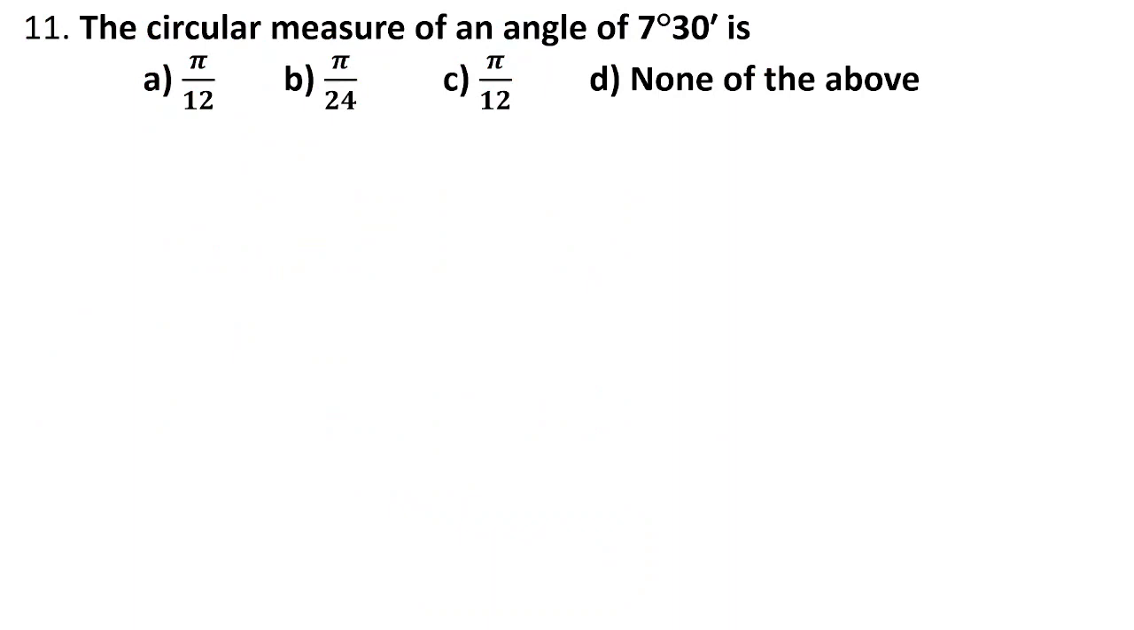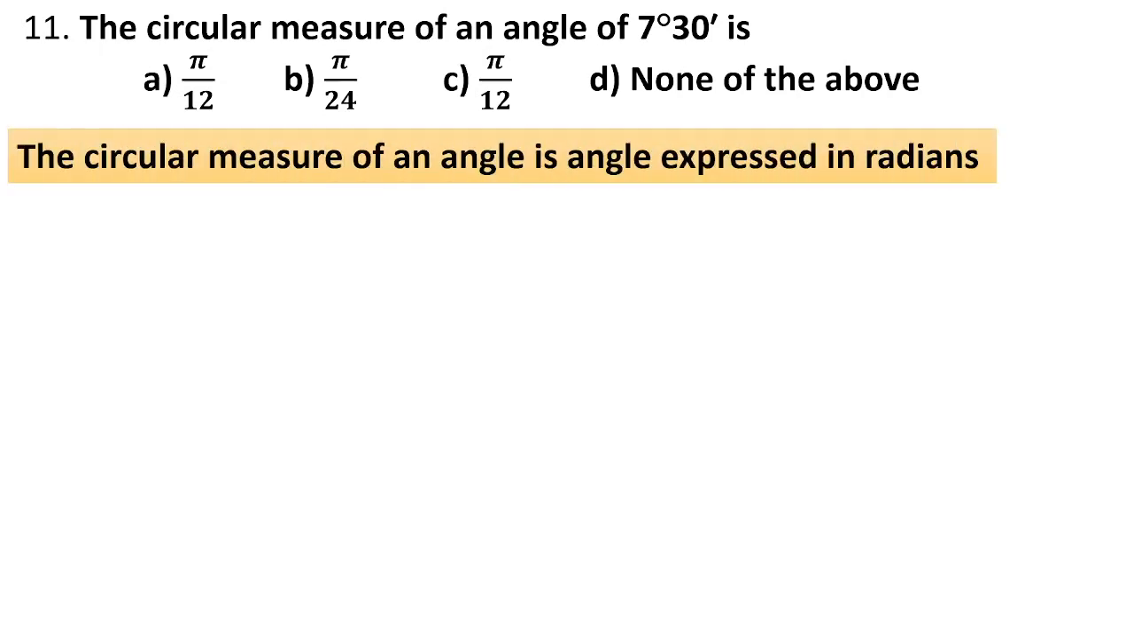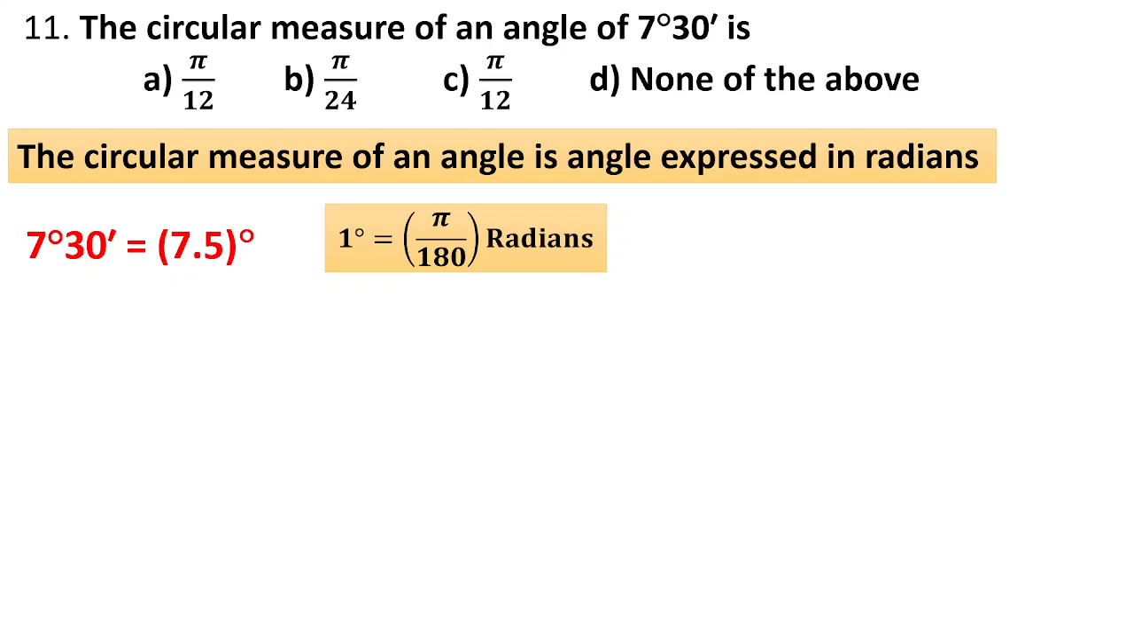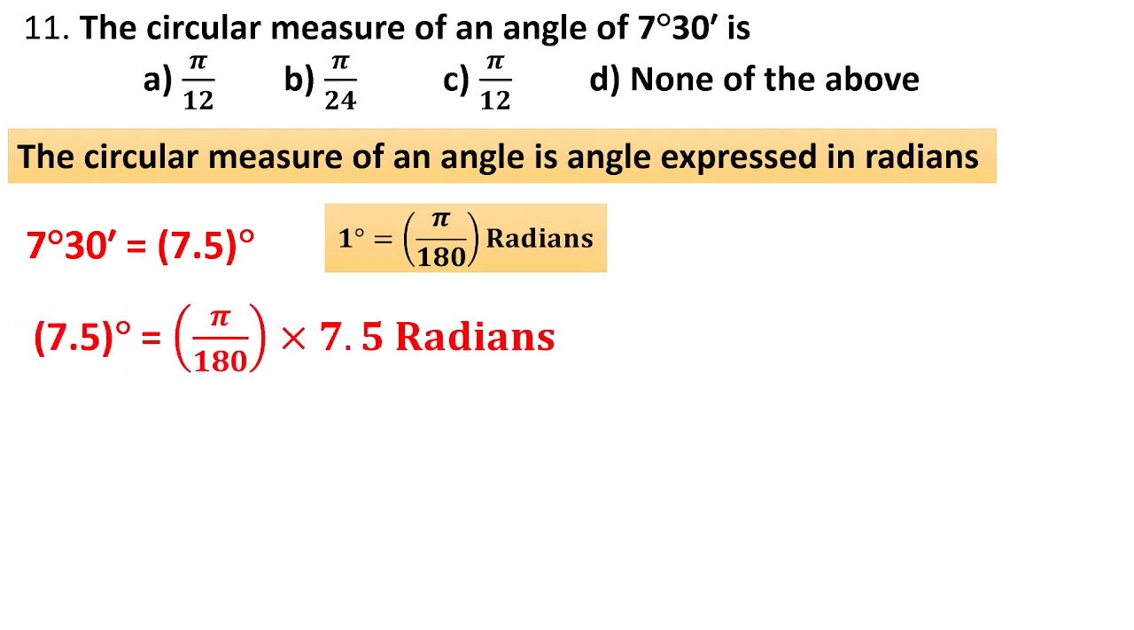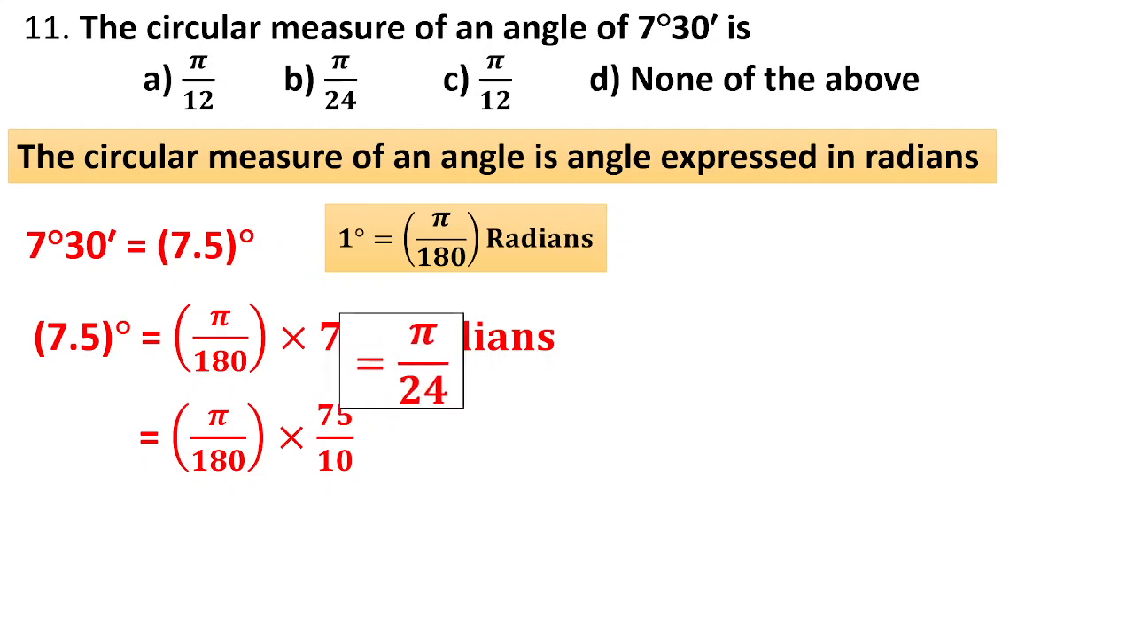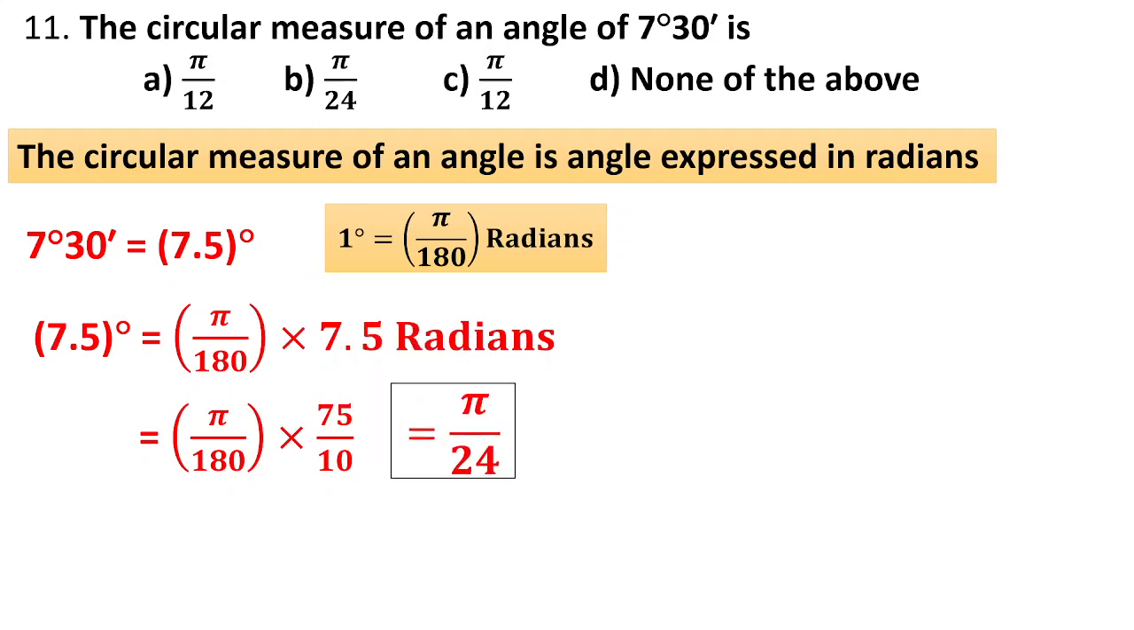We are moving to question number 11. The circular measure of an angle 7 degree 30 minutes. What do you mean by circular measure? It is the angle expressed in radians. We know the formula. 7 degree 30 minutes is nothing but 7.5 degree, because 1 degree is equal to 60 minutes. 1 degree is given as pi by 180 radians. Therefore, 7.5 into pi by 180, we are getting pi by 24. Therefore, the answer is B, pi by 24.